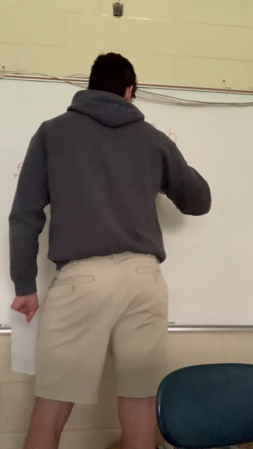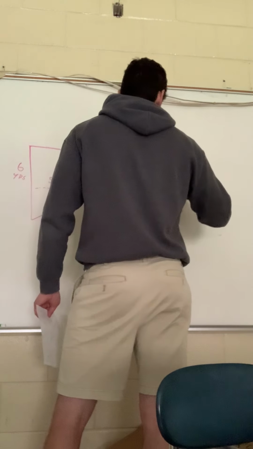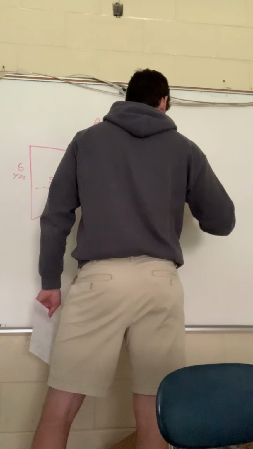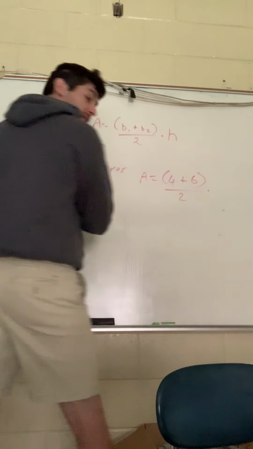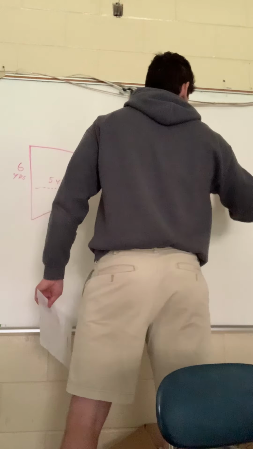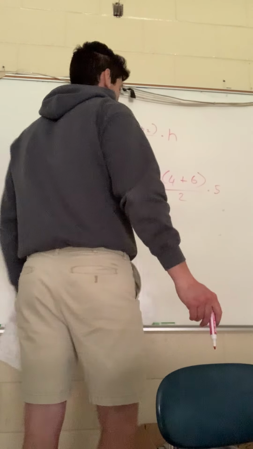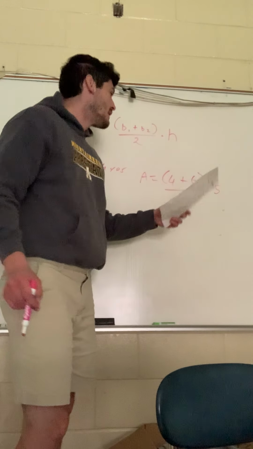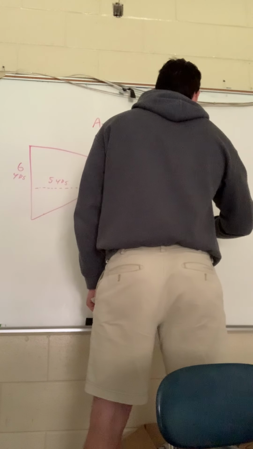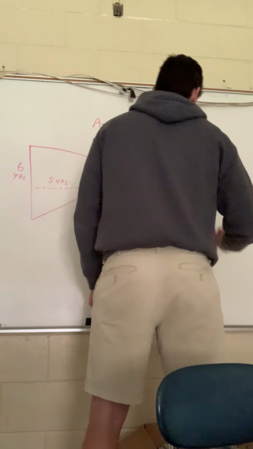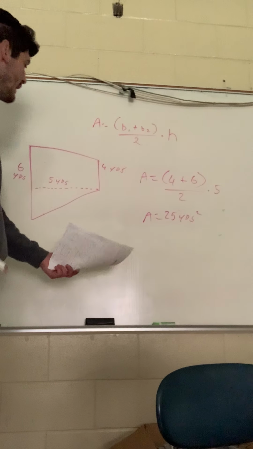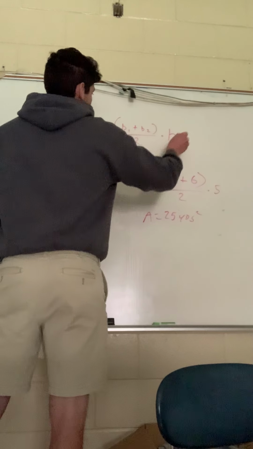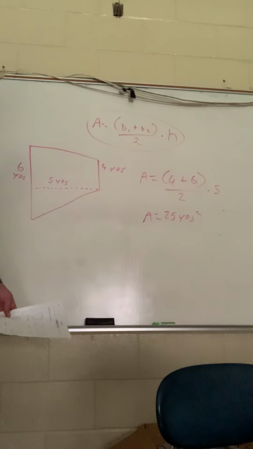So we've got my base 1, which is 4, my base 2, which is 6, everything divided by 2 times the height, which is 5. So 4 plus 6, 10. 10 divided by 2 is 5. 5 times 5 is 25. Again, don't forget the unit: square yards. Easy. This is geometry; it's all about remembering your formula. If you remember the formula, you're in good shape.